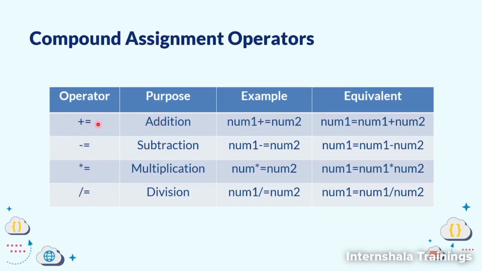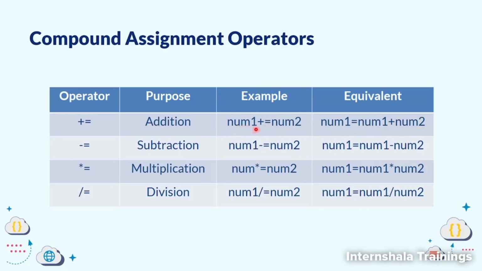So the purpose of the first operator, that is plus equal to, is addition, and correspondingly for the next ones, subtraction, multiplication and division. Now let us understand how we can use this operator. So let's consider the plus equal to operator. Here we can see we have to write it like this: num1 plus equal to num2. Now how is this interpreted? This will be interpreted as num1 plus num2 will be added.